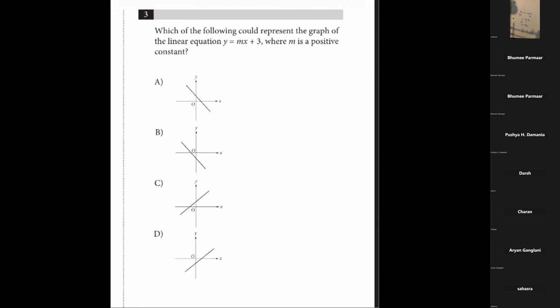Okay, so for question 3, you're given a linear equation and you have to figure out which graph represents it. So I'm going to give you a few seconds. This one should be pretty easy.